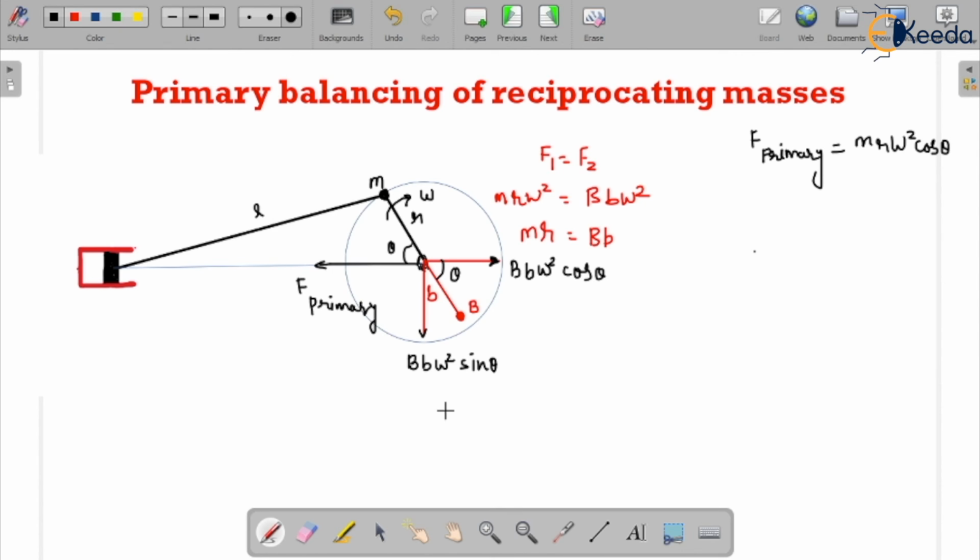So what is primary balancing? Again, I'm explaining that during primary balancing, scientists have seen that even though the horizontal component is balanced, there is still a vertical component of the centrifugal force remaining in the relation. That's why they failed in balancing the reciprocating mass to run the engine for a longer period, and so they decided to balance the reciprocating mass partially. In the next topic we will see partial balancing of the reciprocating mass.